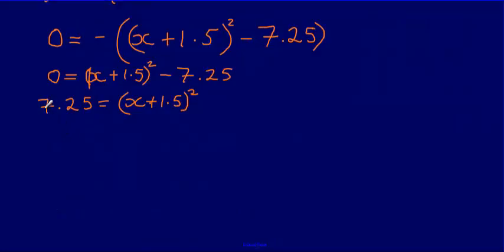And then next step, get rid of the squaring, so square root. So now I've got the square root of 7.25 is going to be equal to x plus 1.5.